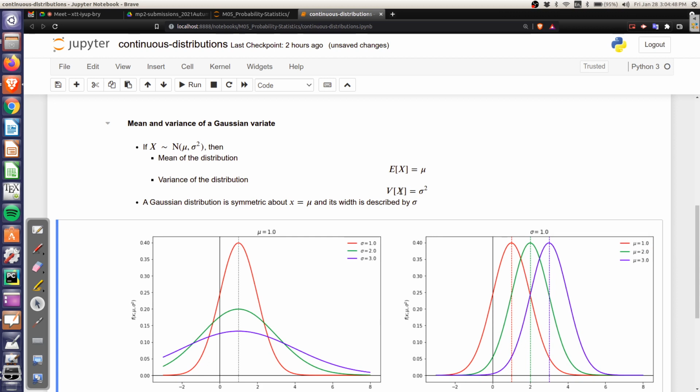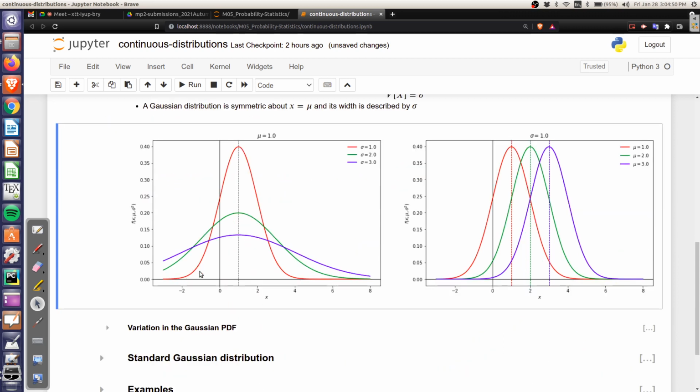Let me generate the plot. Yeah, so this is a Gaussian distribution. This is for mu equal to 1. You can see here, when I put mu equal to 1, the center, all three, the red, green and blue, all of them are Gaussian distributions. Mu is equal to 1 for all of these distributions.